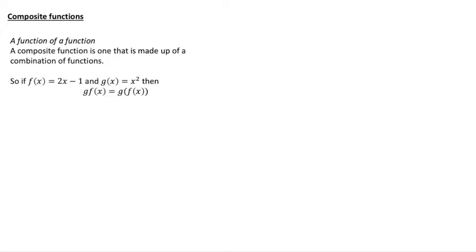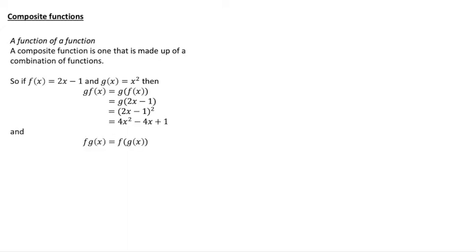g f of x means g applied to f of x. Although we write it without the extra set of brackets, it's important to realise that's what we're doing. We're applying g to the result of applying f to x. And that means we can write g of, in this case, 2x minus 1. And then, because g of x means squaring whatever x is, we have to square 2x minus 1. And that gives us 4x squared minus 4x plus 1.